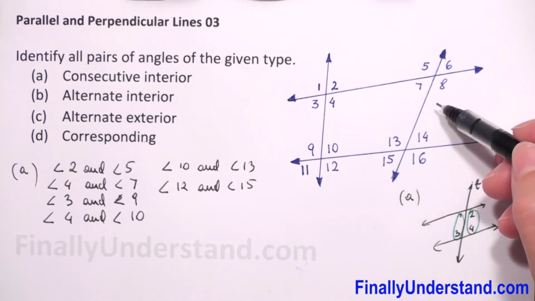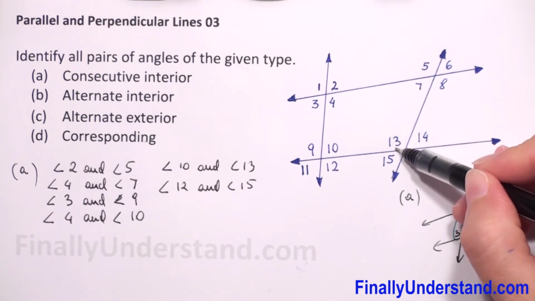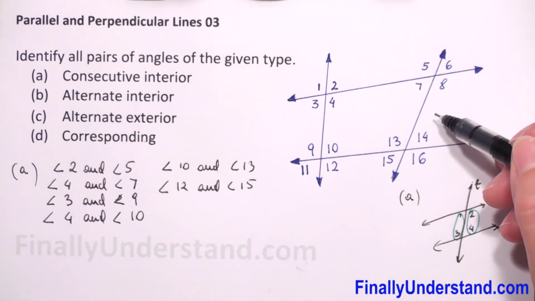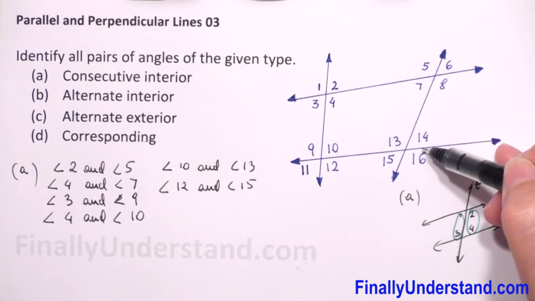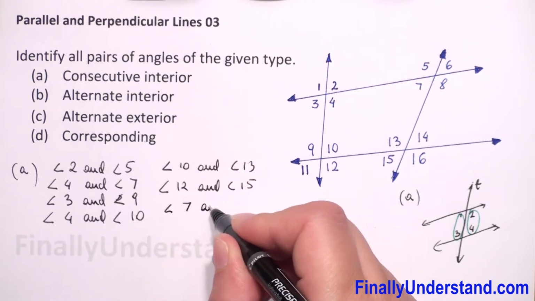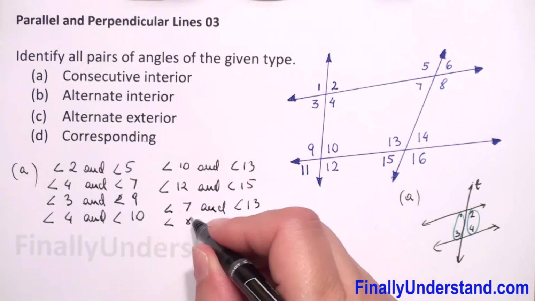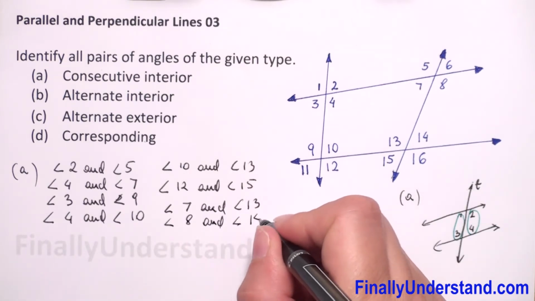Next, this line will be our transversal of these two lines now. So the consecutive interior angles will be 8 and 14 and 7 and 13. Let me remind you one more time: the consecutive interior angles lie between the two lines on the same side of the transversal. So 7, 13 and 8 and 14. So we have angle 7 and angle 13 and angle 8 and angle 14.